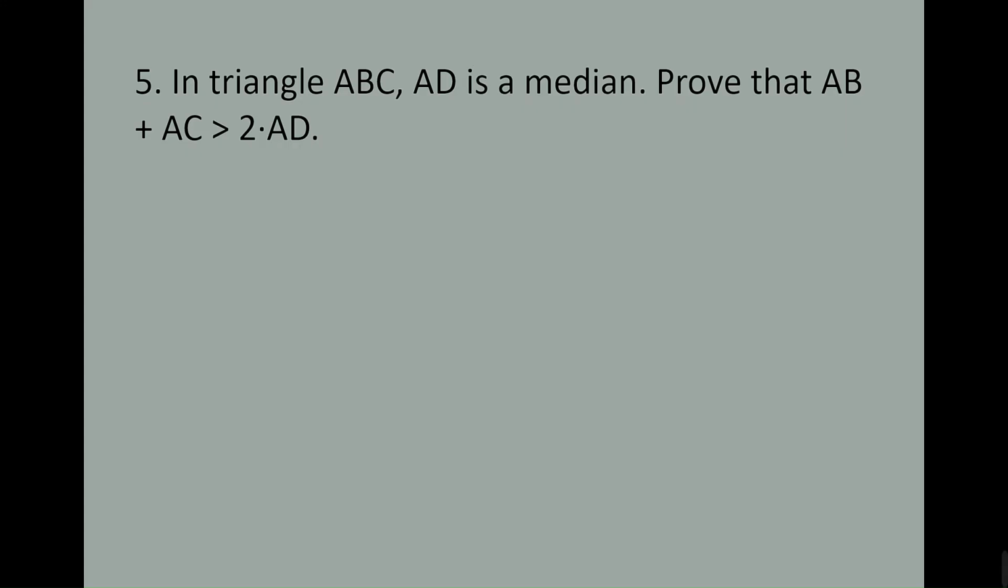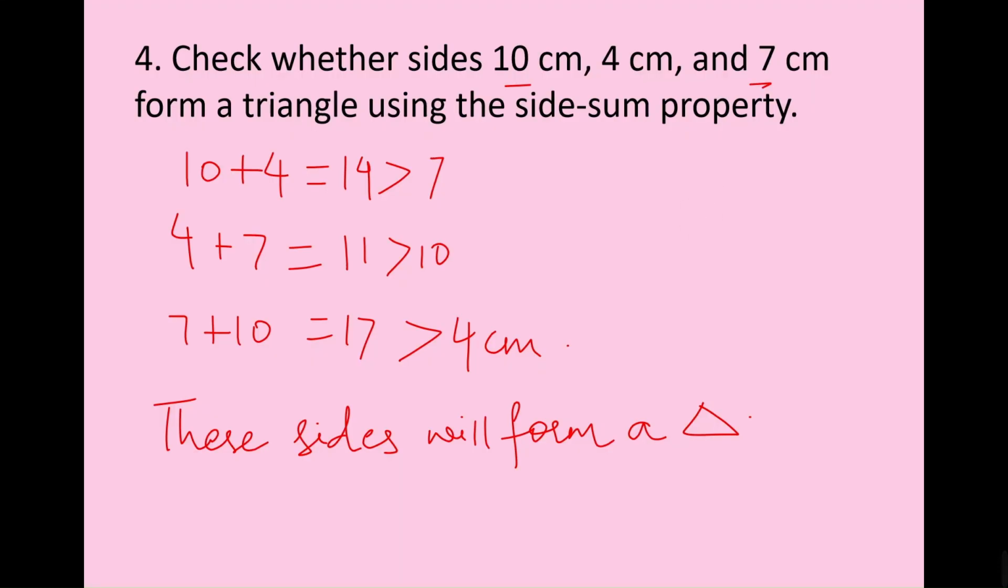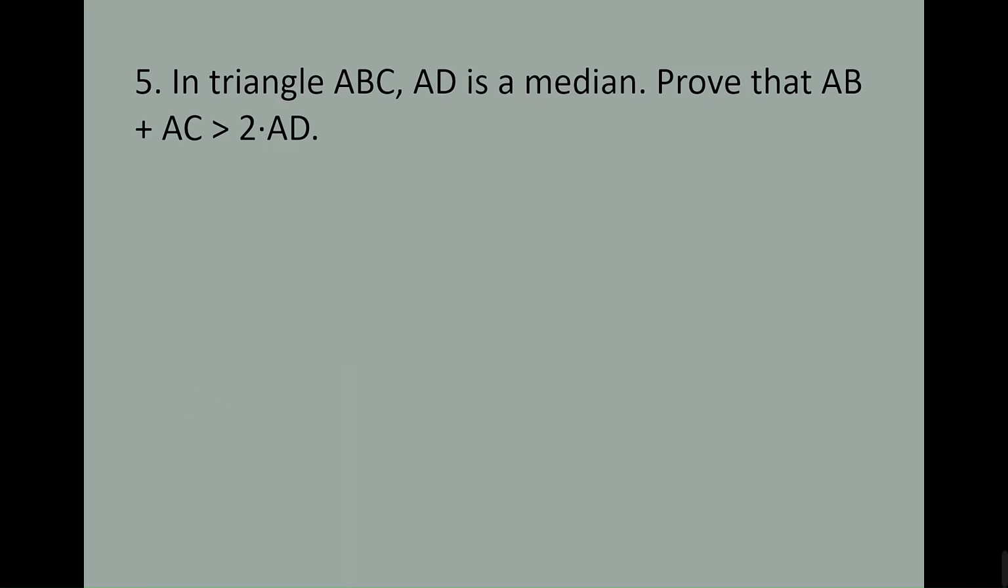Okay. Now in this question we have a triangle ABC again, and we are given that AD is the median. So here AD is the median. So now what happens is that we have got two triangles because AD is dividing this triangle into two parts. So we will apply the triangle inequality property on both the triangles.